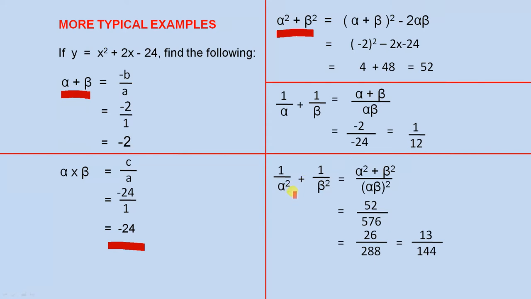Now a little bit more complicated, 1 over alpha squared plus 1 over beta squared. Again, if we add those two fractions together, it gives us alpha squared plus beta squared over alpha beta all squared. We've already worked out alpha squared plus beta squared as 52, so that'll be 52 over alpha beta all squared. That is the product, so that's minus 24. When we square minus 24, we get 576. So that gives us 52 over 576, which is 26 over 288, which is 13 over 144.